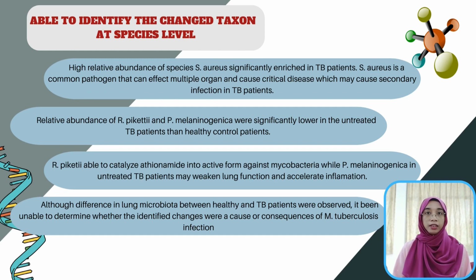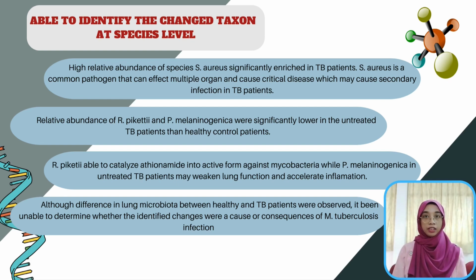High relative abundance of species S. aureus was significantly enriched in TB patients. S. aureus is a common pathogen that can infect multiple organs and cause critical disease, which may cause secondary infection in TB patients.